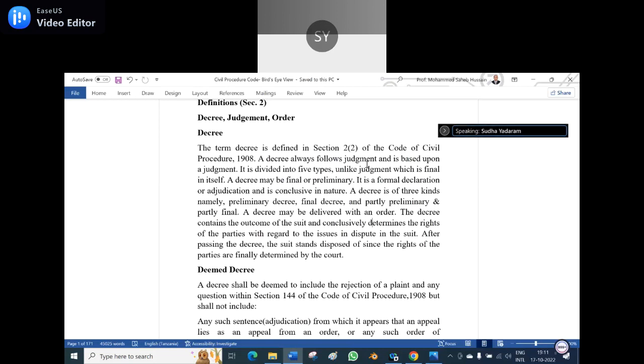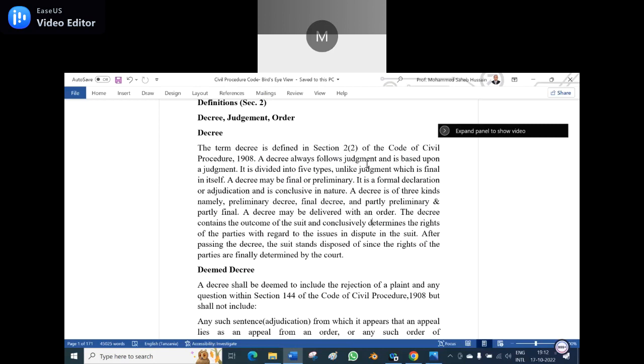VIZ, capital VIZ. Actually, the full form is videlicet, the Latin terminology. So VIZ, or we can say namely: preliminary decree, final decree, and partly preliminary and partly final. So there are 3 types of decrees. Either the decree may be preliminary, or it is final, or it is partly preliminary and partly final, meaning mixed, 50-50.